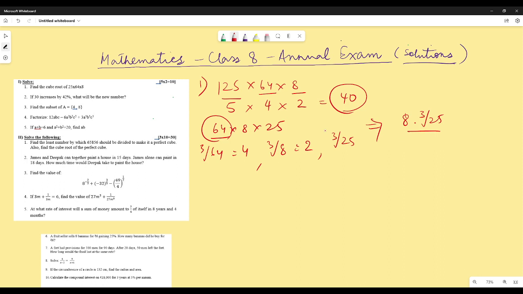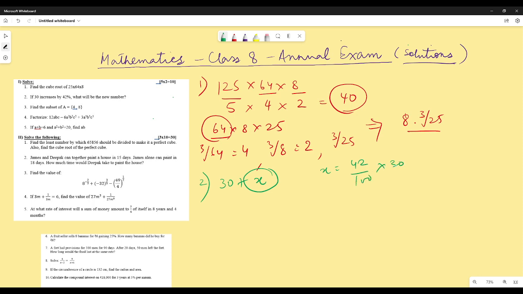Okay, so let us move on to the next question, which is: if 30 increases by 42%, what will be the new number? Now what you need to remember over here is 30 is increasing by something. Now what is this something?